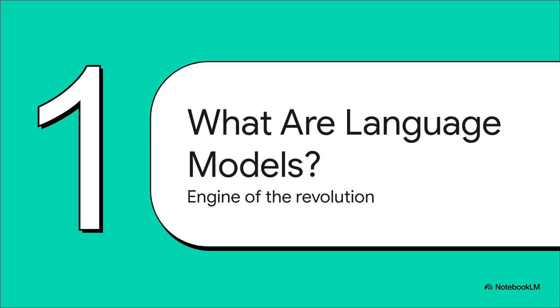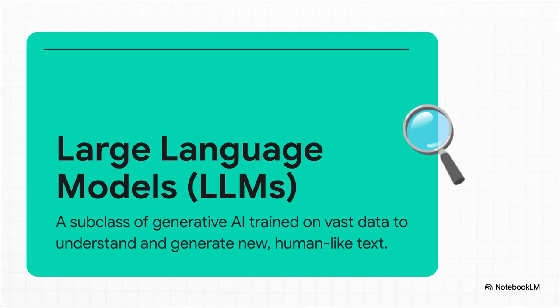What are large language models? At their heart, LLMs are a type of generative AI. The simplest way to think about them is as these incredibly powerful pattern recognition machines. They've basically read a library the size of the internet, which lets them understand context and nuance, and then, based on a simple prompt from you, generate completely new, human-sounding text.